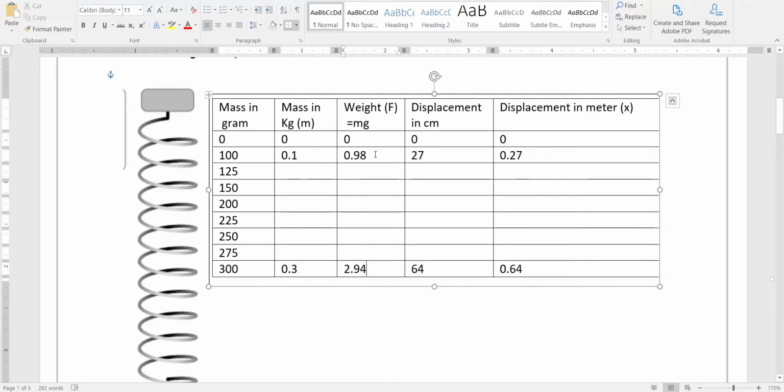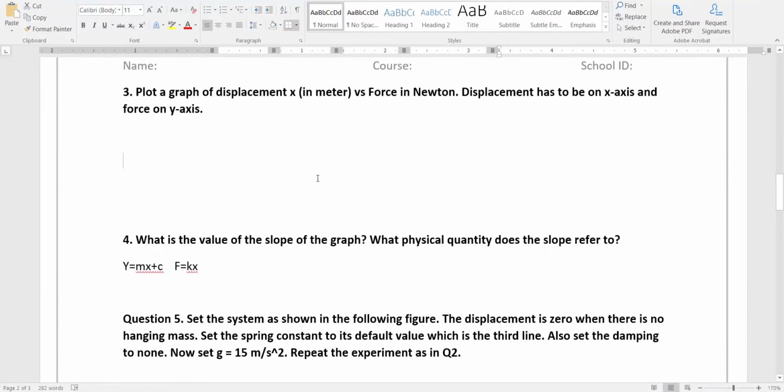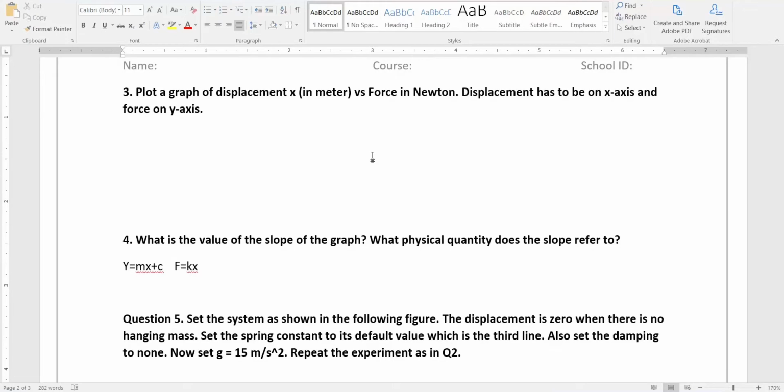Now once you have the completed table, then you need to plot a graph between the force and the displacement, and that's what it is asking here. If you do not know how to plot a graph, watch my other videos, and I'll post the link for the video as well. That will show you how to plot a graph between two variables in Excel.